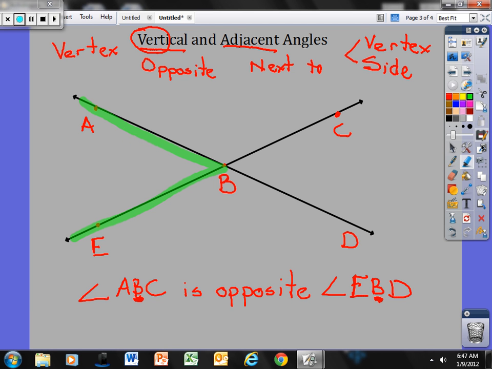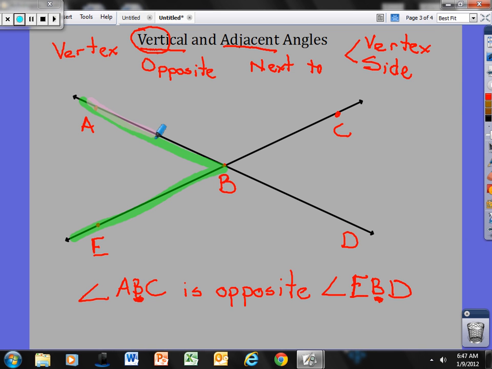I could do angle ABC. Notice they share side AB together. That makes them adjacent, and they also share the same vertex. I could also do angle EBD. Notice they share the same side, EB, and they also share the same vertex.